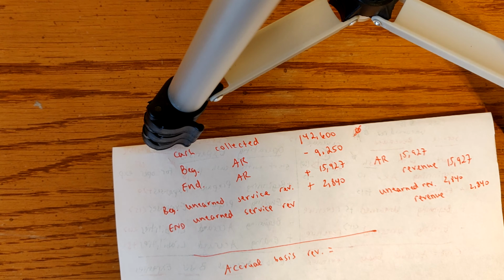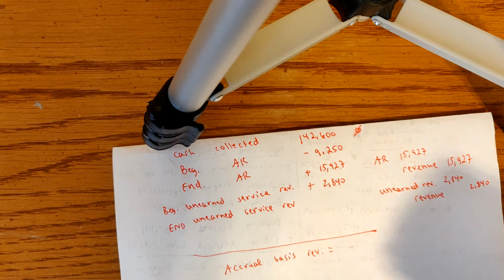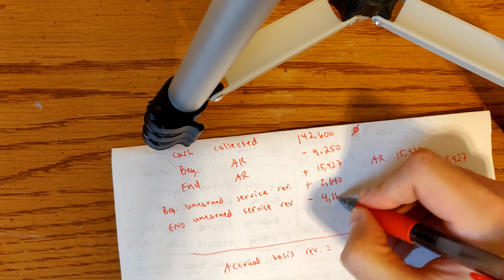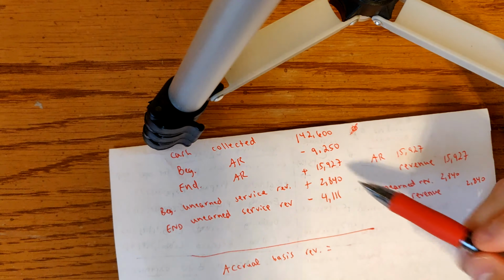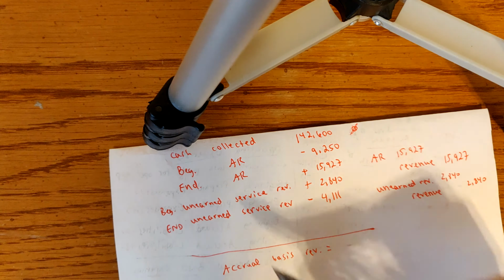Okay, next we have to look at the ending unearned service revenue. And so what do we need to do there? Well, it tells us that we need to subtract. And so it's subtract 4,111. And that makes sense because we have to think about, again, what is going on here with this ending unearned service revenue. What does that represent?